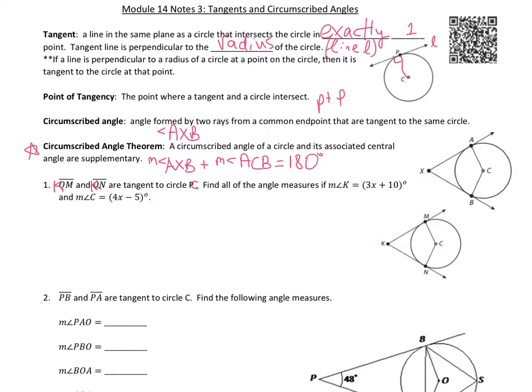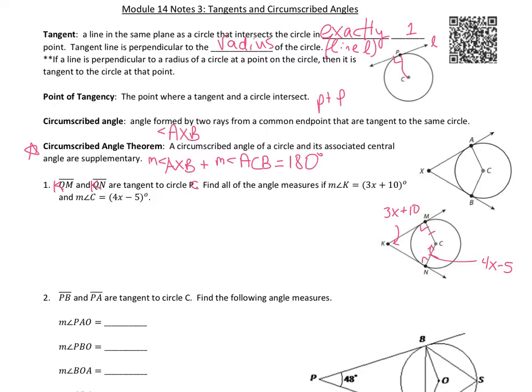So in number 1, we can see that KM and KN are tangent to our circle C. And since C is the center, we know that these two lines right there are the radius, so MC and NC are the radius. We need to find the angle measures of all four of those if the angle K is 3x plus 10 and our angle C is 4x minus 5.